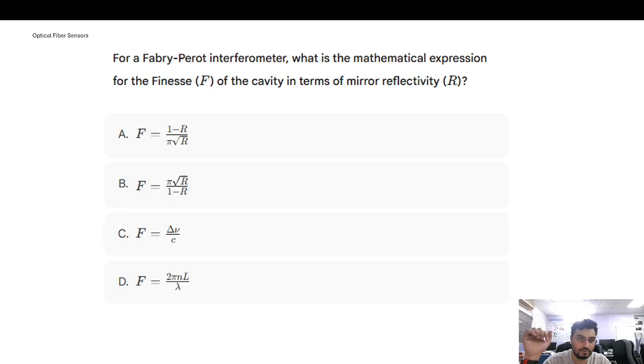Moving towards the next question, for a Fabry-Perot interferometer, what is the mathematical expression for the finesse F of the cavity in terms of mirror reflectivity R? Option B. Yes, sir, just now we have discussed about this, finesse is pi into root R by 1 minus R. Yeah, this is also correct.